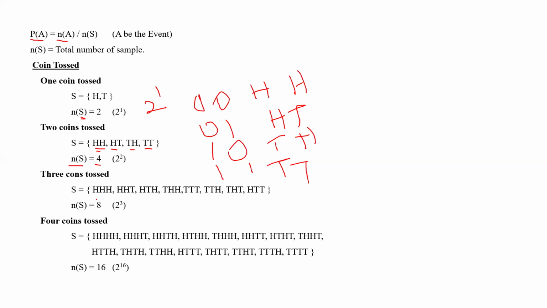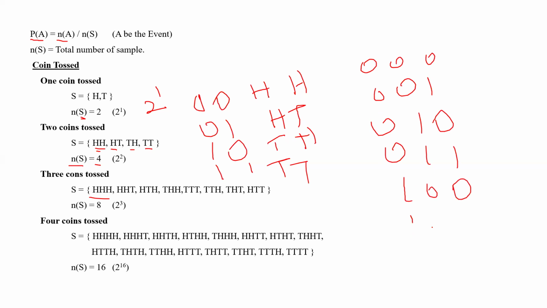How to write the 3-bit table? The same thing: 0 0 0, 0 0 1, 0 1 0, 0 1 1, 1 0 0, 1 0 1, 1 1 0, 1 1 1.